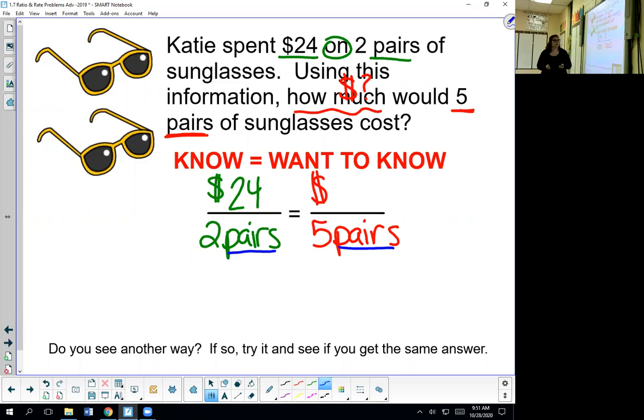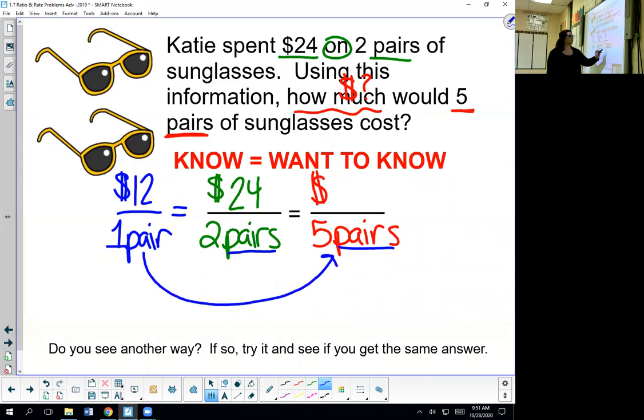Now, can I use the trick here? Can I go from 2 to 5? No. Okay, so I had kids that say, Miss Edwards, wait. Can I find the unit rate? Yeah, you want to do it that way? Great. I think this is the most common answer I get. I go, wait, Miss Edwards, I would spend $12 for 1 pair. Is that okay if I do that? Yeah. So then I can easily use the trick.